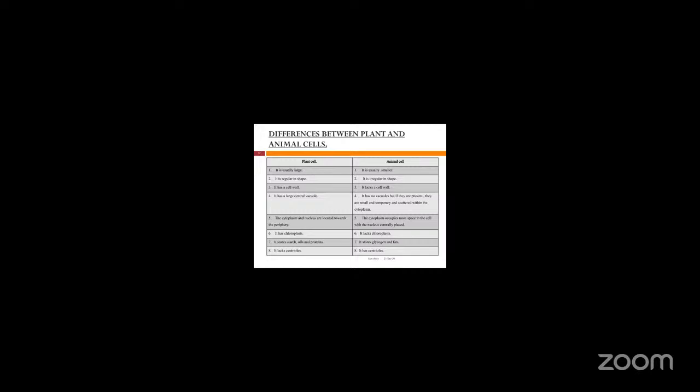The reason why plant cells have chloroplast, we have said, is so that they can carry out photosynthesis, while animal cells lack chloroplast since they do not carry out photosynthesis. The other one, plant cells store starch, oils, and proteins. Underline the term starch and underline the term oils.